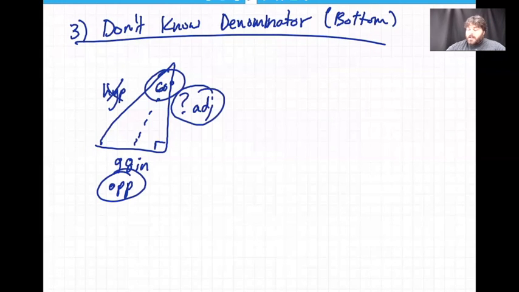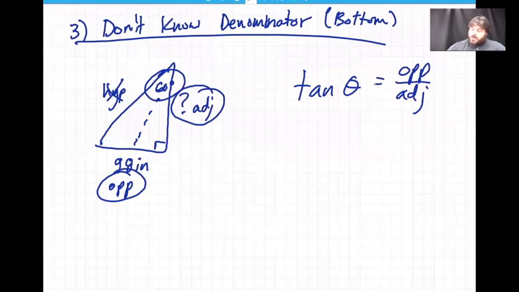Opposite and adjacent, that's going to be tangent. So the tangent of the angle is the opposite over the adjacent. So fill in what you know. Well, we know that it's the tangent of 60 degrees because the angle is 60. We know the opposite is 98 inches, but we do not know the adjacent side. Okay, so this is our case where we don't know the denominator.